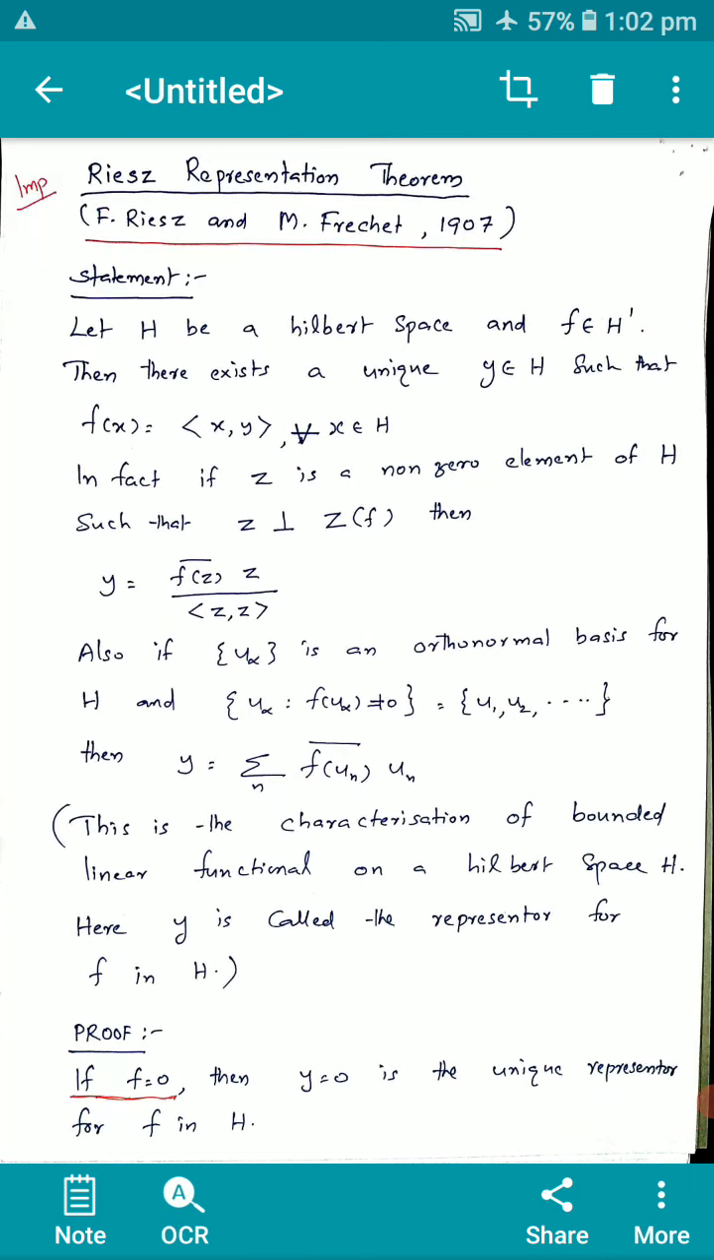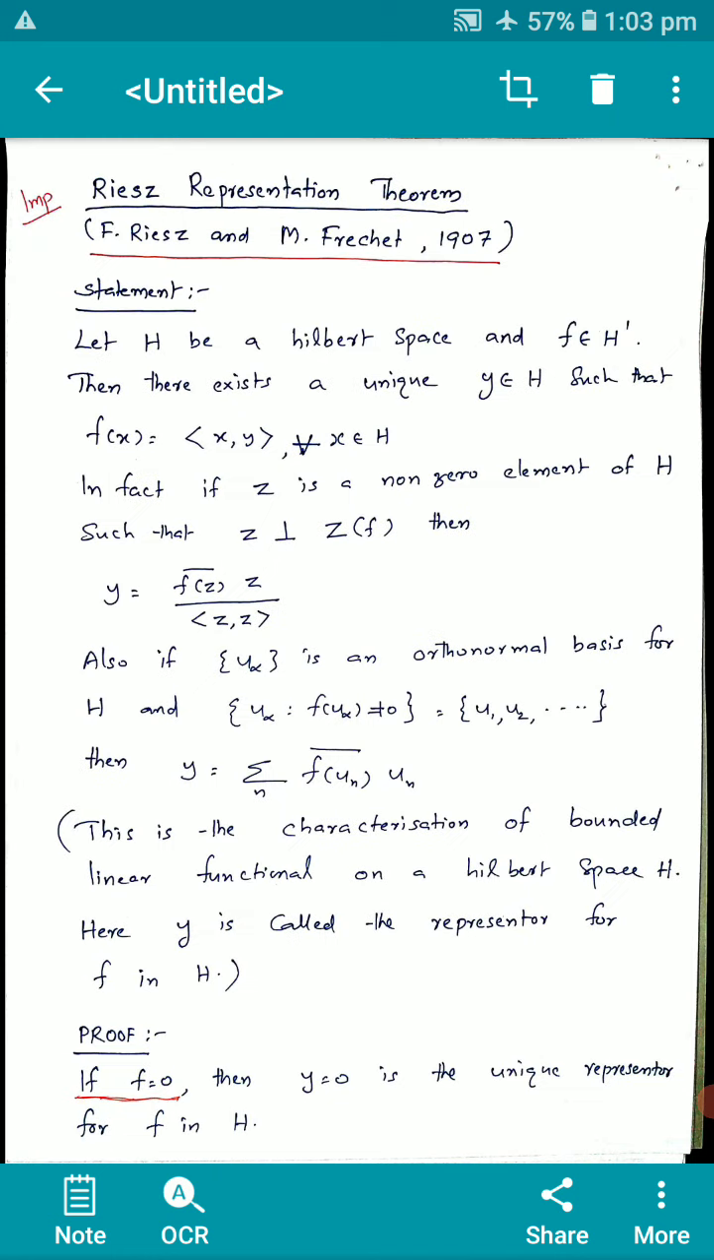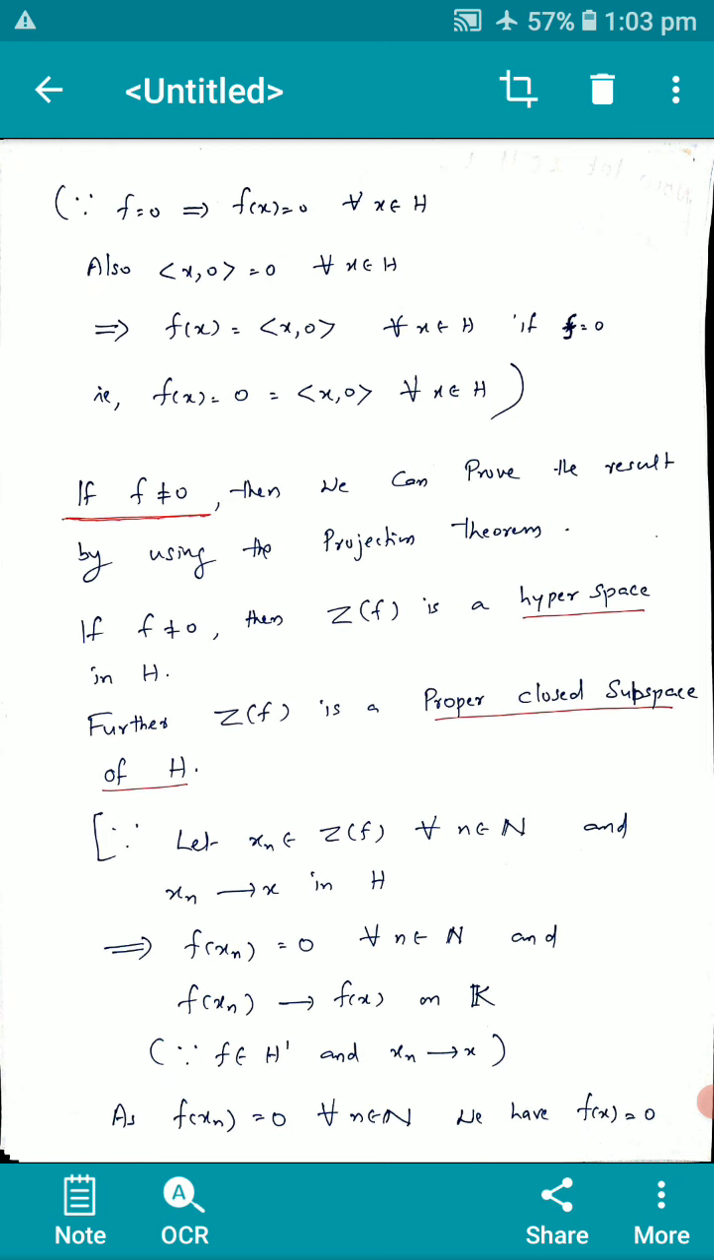We can discuss this proof. There are two cases. One is f equals 0, the other is f not equal to 0. See, if f equals 0, then y equals 0 is a unique representer for f in H. Alright? It is given there.